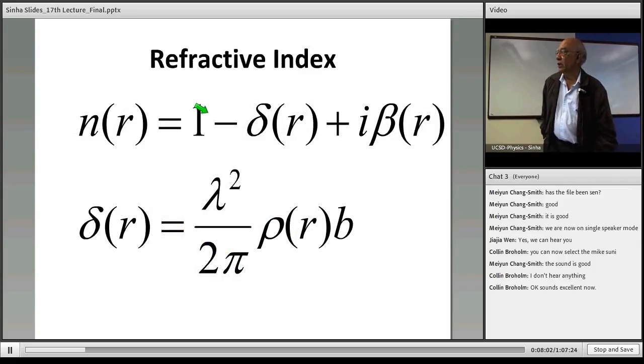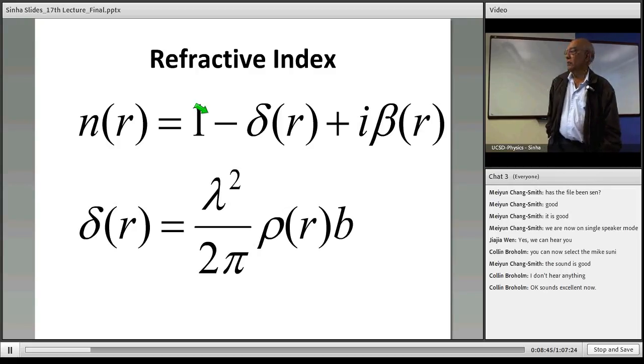Before I go to that result, let me just say that the refractive index n is normally written in this form: 1 minus delta r plus i beta r. This is the dispersive part of the refractive index. This is related to absorption. And this part, as has already been shown by Professor Broholm in his early lectures, I think in his first lecture, is related to the wavelength of the neutron, the scattering length of the neutron, the coherent scattering length, and the nuclear density of nuclei.